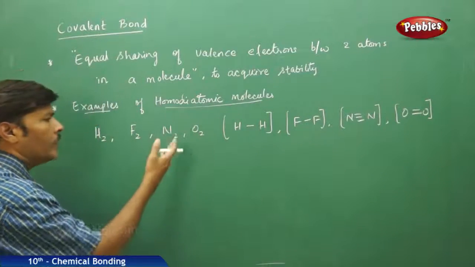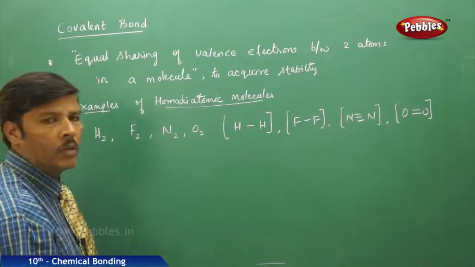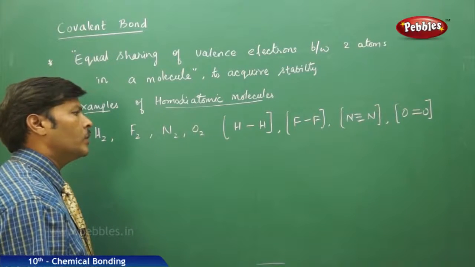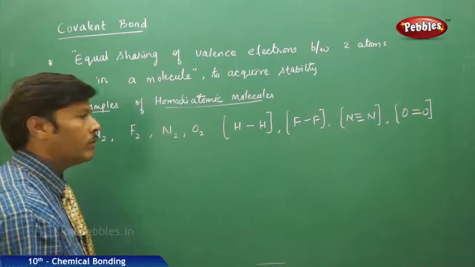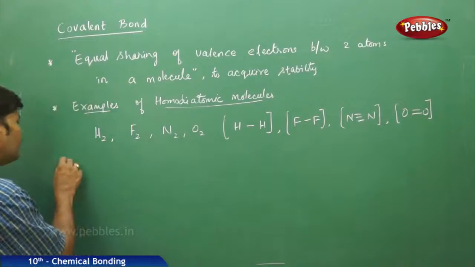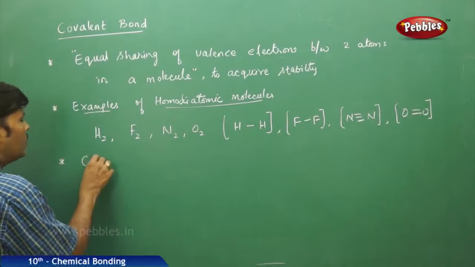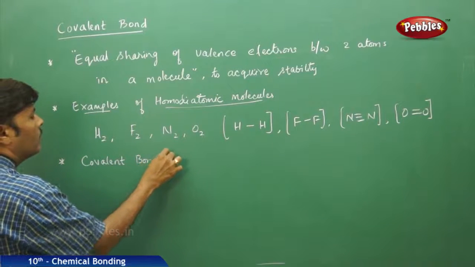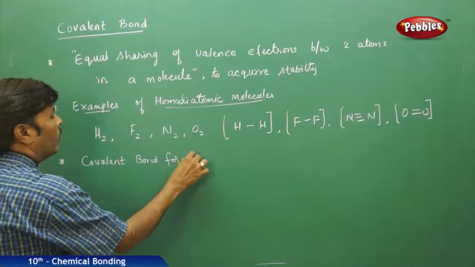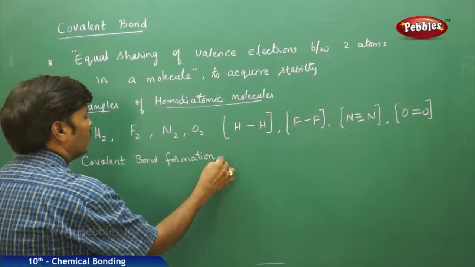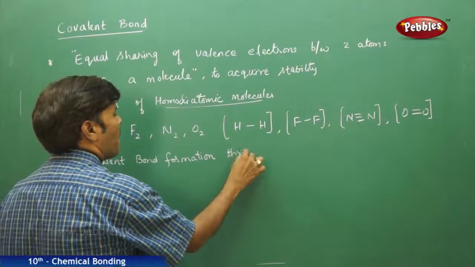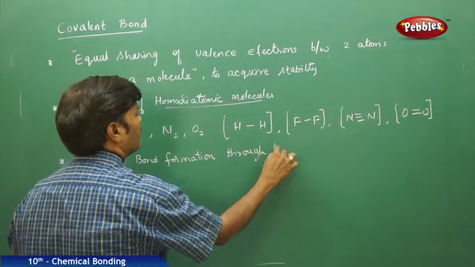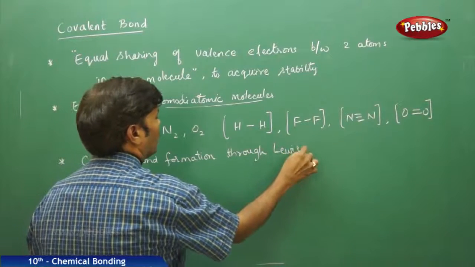So we can prove the covalent bond formation between the two atoms in all these molecules through the Lewis electron dot structure method. So, covalent bond formation through the Lewis electron dot method.